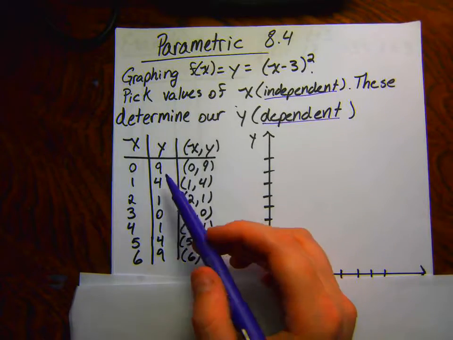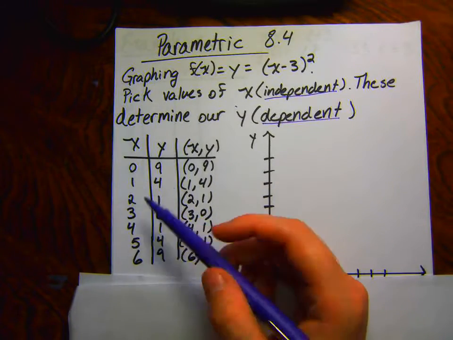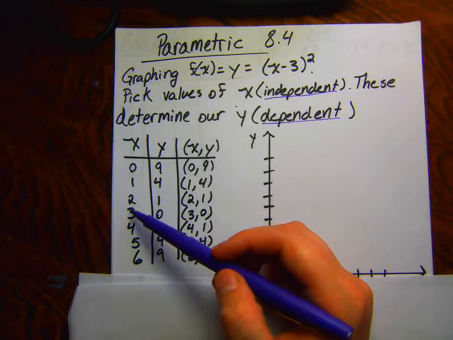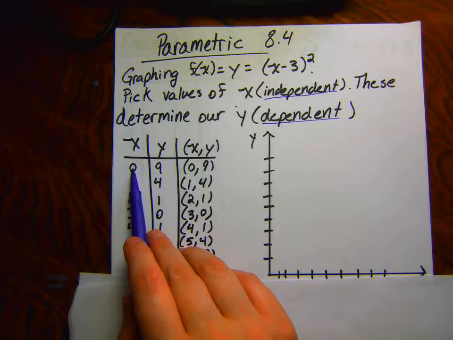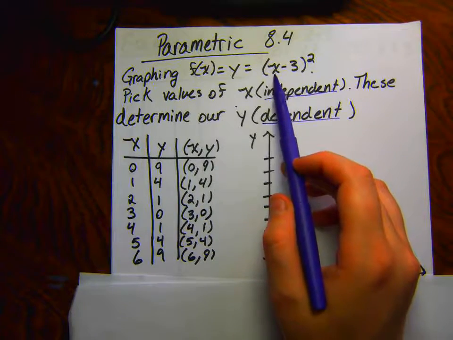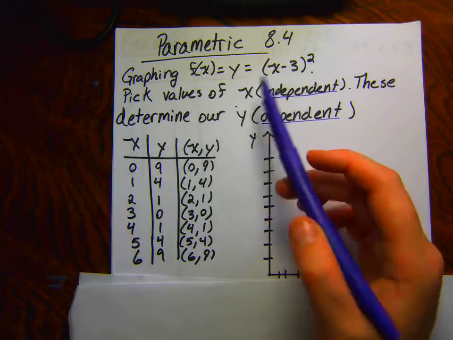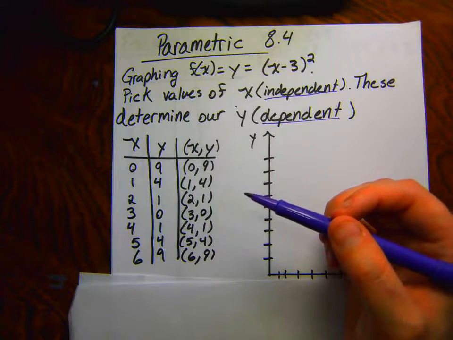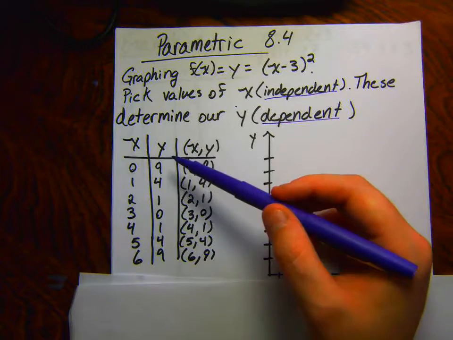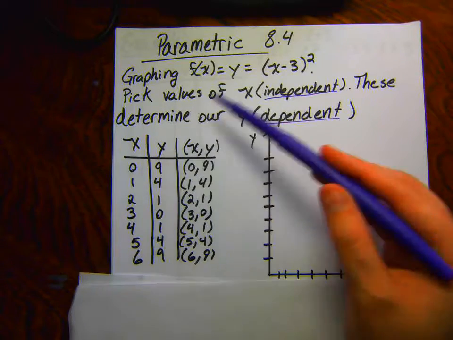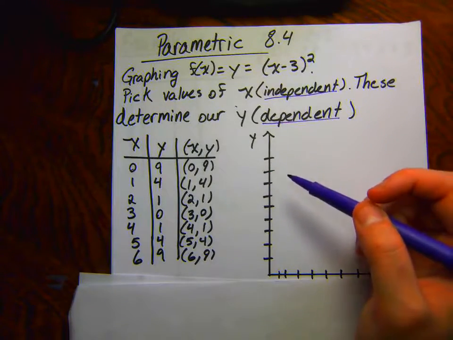If we just choose x to be between 0 and 6, so 0, 1, 2, 3, 4, 5, 6, well then if we plug in 0 for x here, then we get (−3)², which is how we get 9. So even though I chose these kind of randomly, 0, 1, 2, 3, etc., our y's depend on what we choose for x.